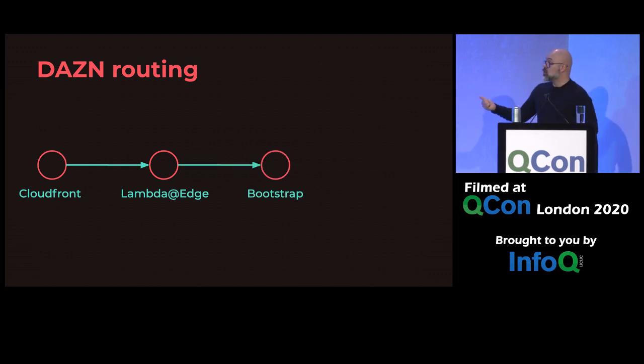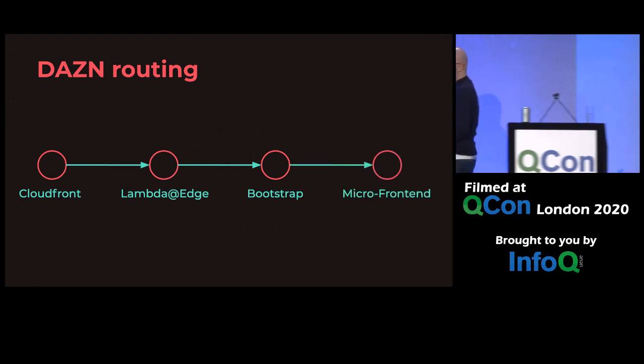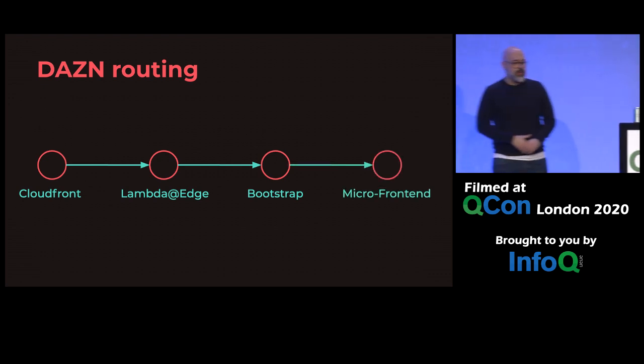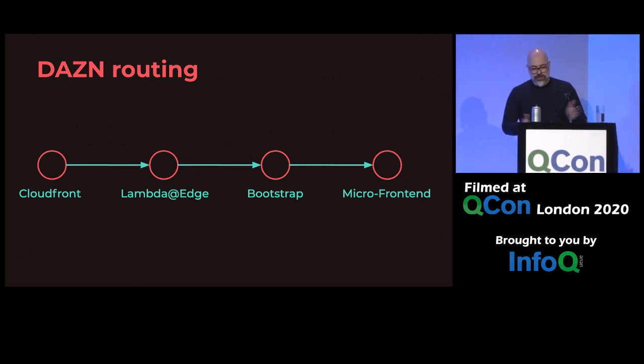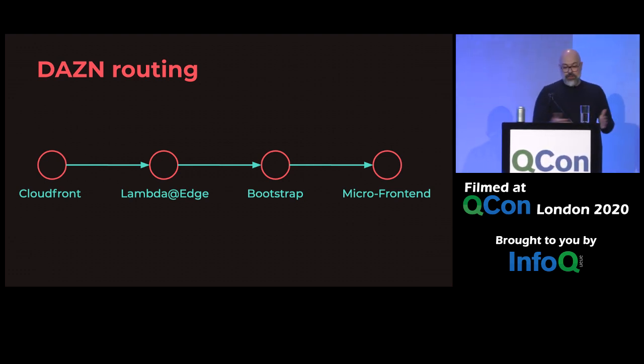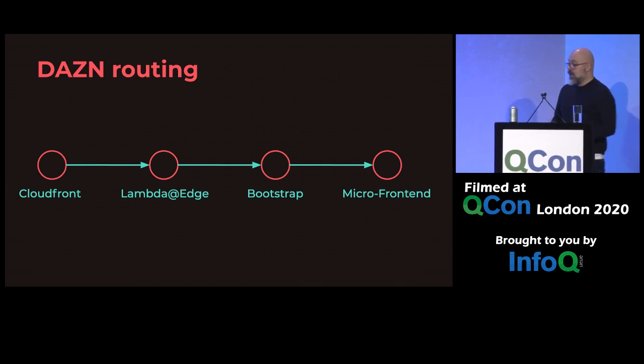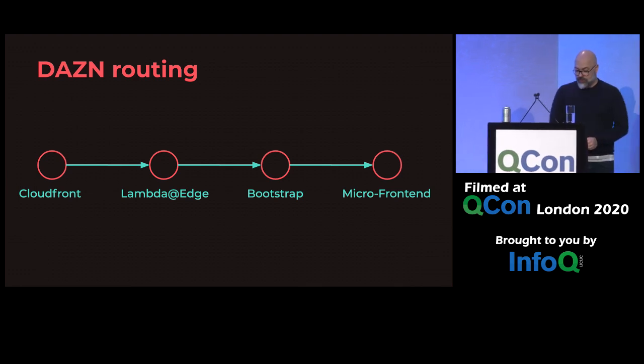Then the Lambda at the edge is loading the bootstrap, and the bootstrap is loading the micro-frontend. It could be the authenticated one, not authenticated, a deep link, whatever it is. But those are, let's say, the layers that we have. And again, because everything is cached, the response is also very quick.